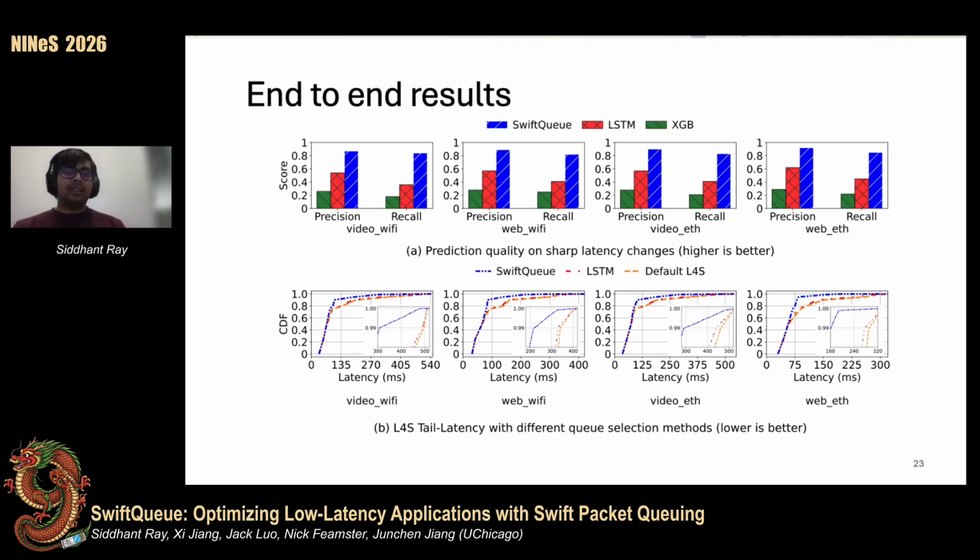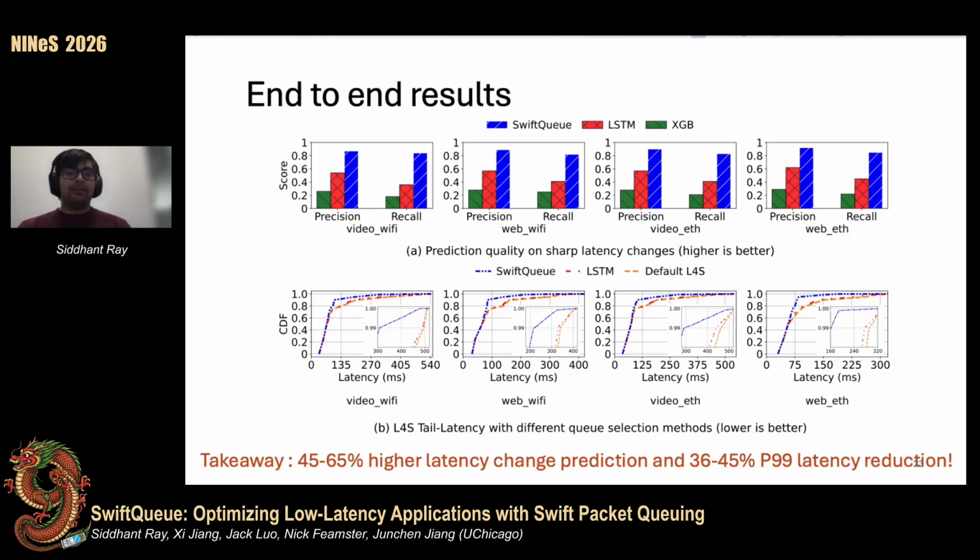We also see that by making the choice using the predictions of SwiftQueue's transformer for L4S, we are able to reduce the L4S tail latency. So we see 45 to 65% higher latency change prediction quality than the baselines, and 36 to 45% P99 latency reduction as compared to the baselines.